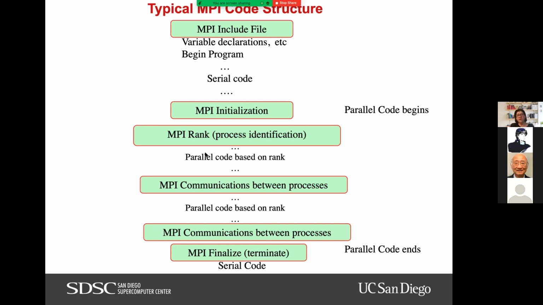And then they'll start out serial and then hit a block of code where MPI gets initialized. I'll show you that code. And that's where the parallel code begins. A bunch of stuff gets done down here. And when you're done with your parallel code, you terminate it and you go back to serial code and exit the program.